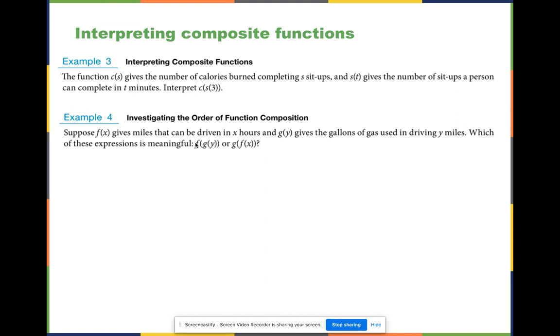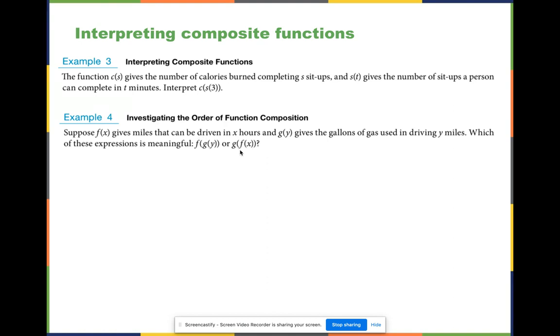Now, for f of x, our input is supposed to be a number of hours. So if we put in a number of hours, that tells us how many miles we can drive. But the output of g of y is the gallons of gas. So this input and output don't really match for this ordering.